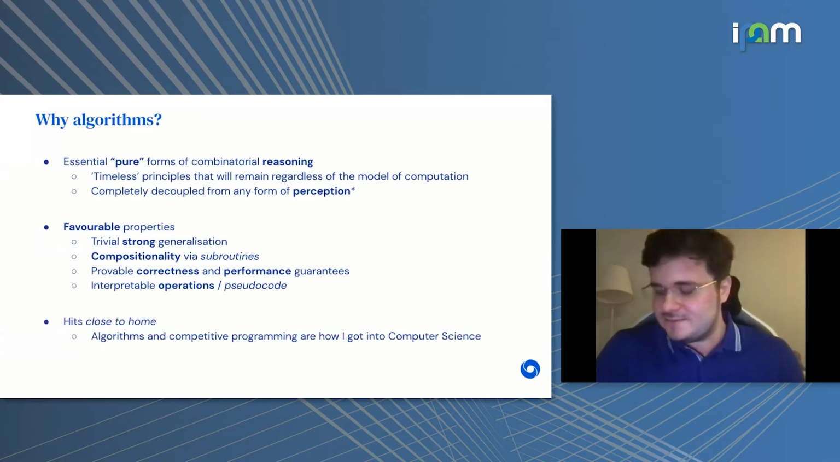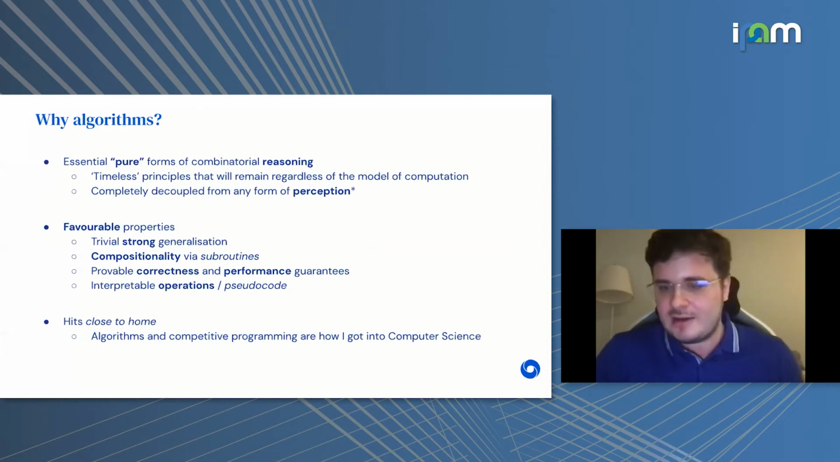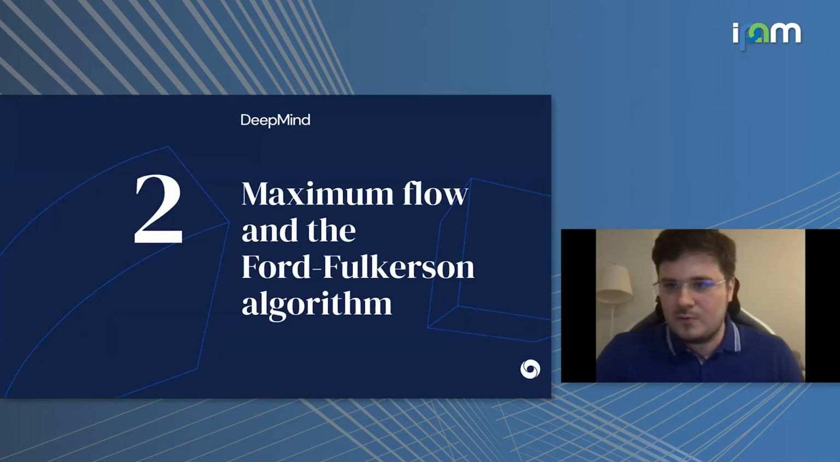And at least for me, and I believe for several people in the audience here, it hits very close to home, because algorithms and competitive programming are generally how I got into computer science in the first place, way before I discovered machine learning. So hopefully this gives a good starting point for why algorithms are a good idea. And I would like to really dig in and give you a concrete example of what I mean by all these nice properties.